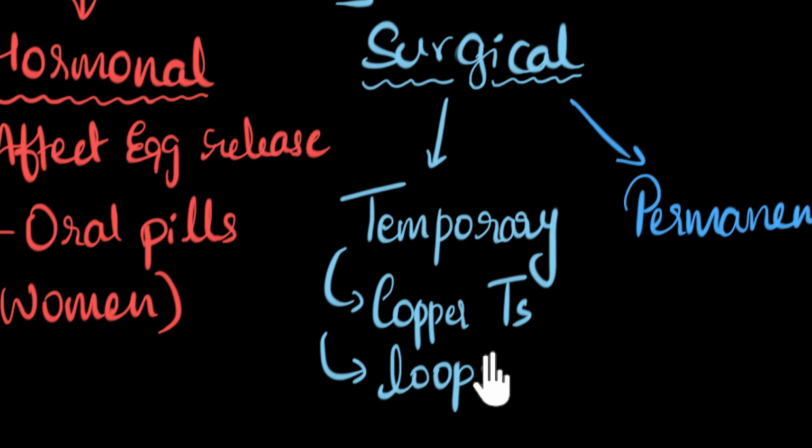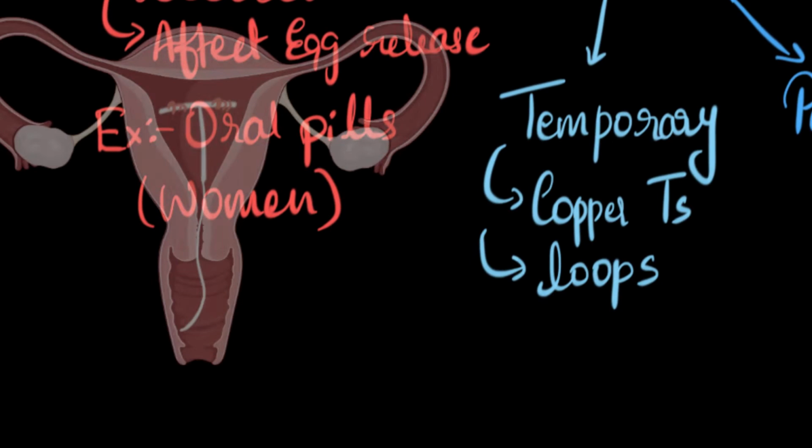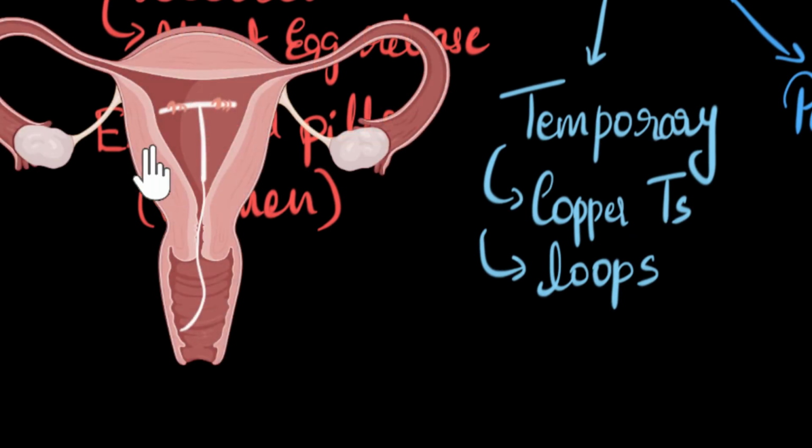Loops. So what do they do, you ask? Well, take the example of the copper T. Here is a picture of a copper T installed inside the uterus. It's called a copper T because it is T-shaped, as you can see. It's very flexible, and that's how you can insert it. And it contains copper. That's why it's called a copper T.